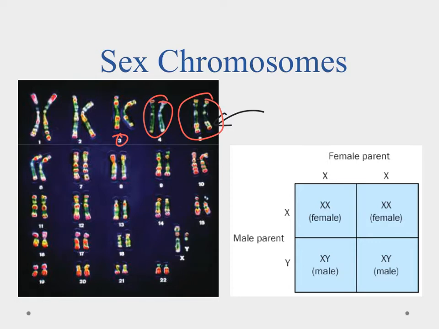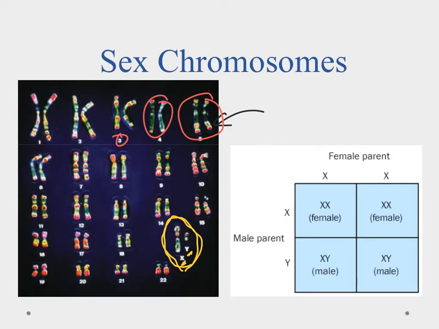What I want you to notice is there's one down here that's going to be a little bit different. It's right down here. These are what we call our sex chromosomes. And in this individual, we happen to have a male. We know that because we have one X and one Y chromosome.